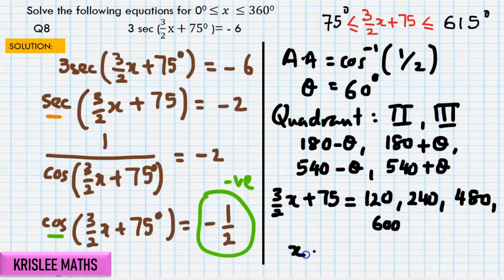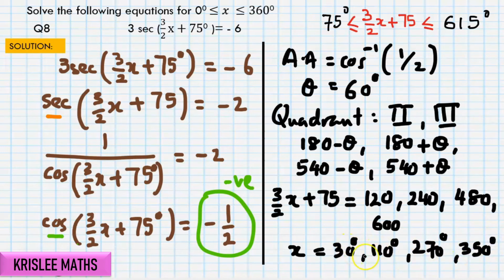Simplify until you find the x. So the x values are 30 degrees, 110 degrees, 270 degrees, and 350 degrees. These are the possible values of x, and they fulfill the given range, that is from 0 until 360 degrees. So with that, we have solved question 8.